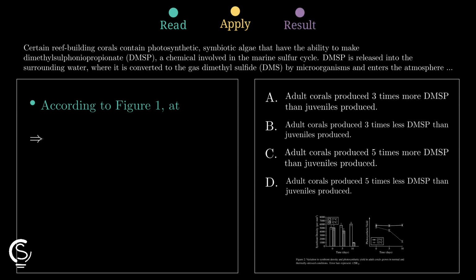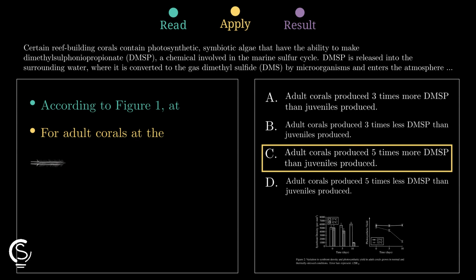Now just divide 15 by 3 to find the ratio between them. Since 15 divided by 3 equals 5, adult corals produce 5 times more DMSP, making option C correct.